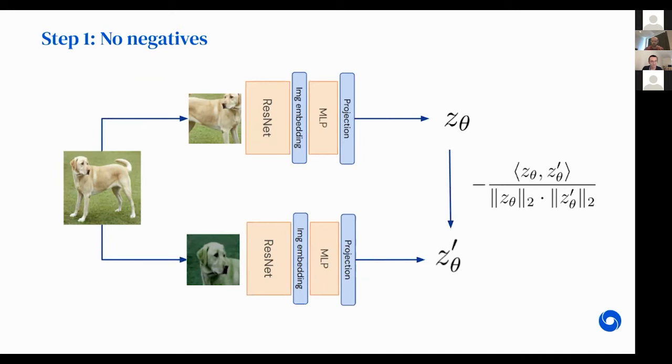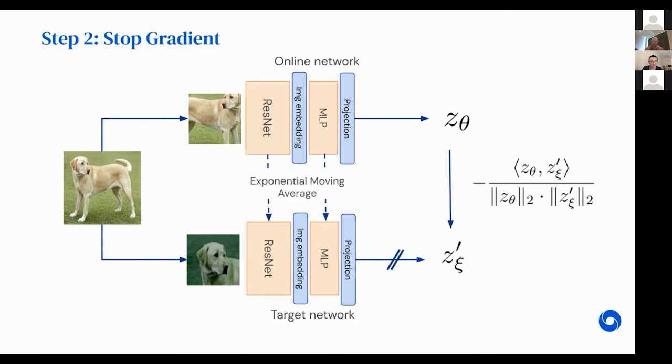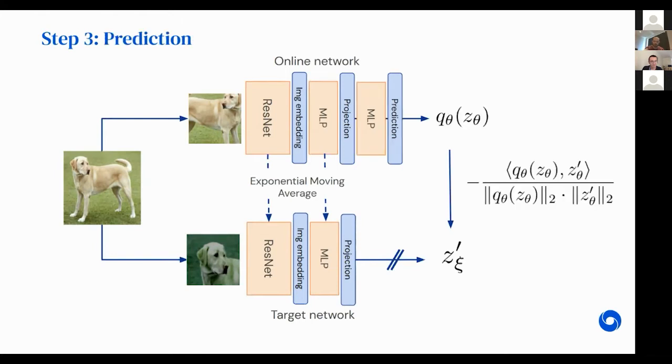So BYOL makes a couple of changes to prevent this from happening. The first is that it adds a stop gradient on one of these pathways. So the gradients are only flowing through what we call the online network, and the target network is computed as an exponential moving average of that online network. So unfortunately, this still doesn't train. We still get collapse when we train this type of network. But the critical element to actually make this train is to add the predictor on top of the online network, just another few layers of MLP. And once we have this, the results are beautiful.